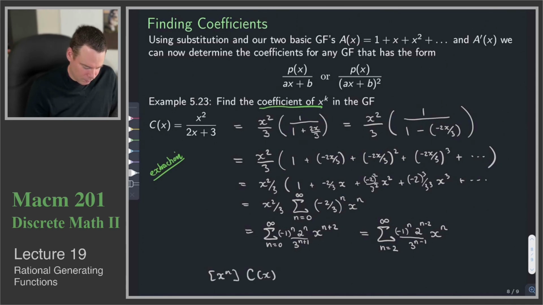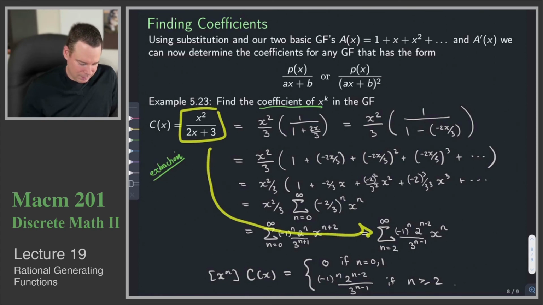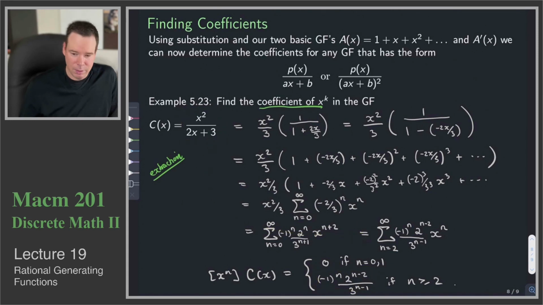The nth coefficient, because it starts at n equals 2, we know the first two are going to be 0. So it's 0 if n equals 0 or 1. And it's negative 1 to the n, 2 to the n minus 2 over 3 to the n minus 1 if n is greater than or equal to 2. And so there we go. We've extracted the coefficients. We had a rational function. We have now written it as a series, and we've pulled out the corresponding coefficients. 0 for the first couple, and then that's the pattern for the remaining ones.